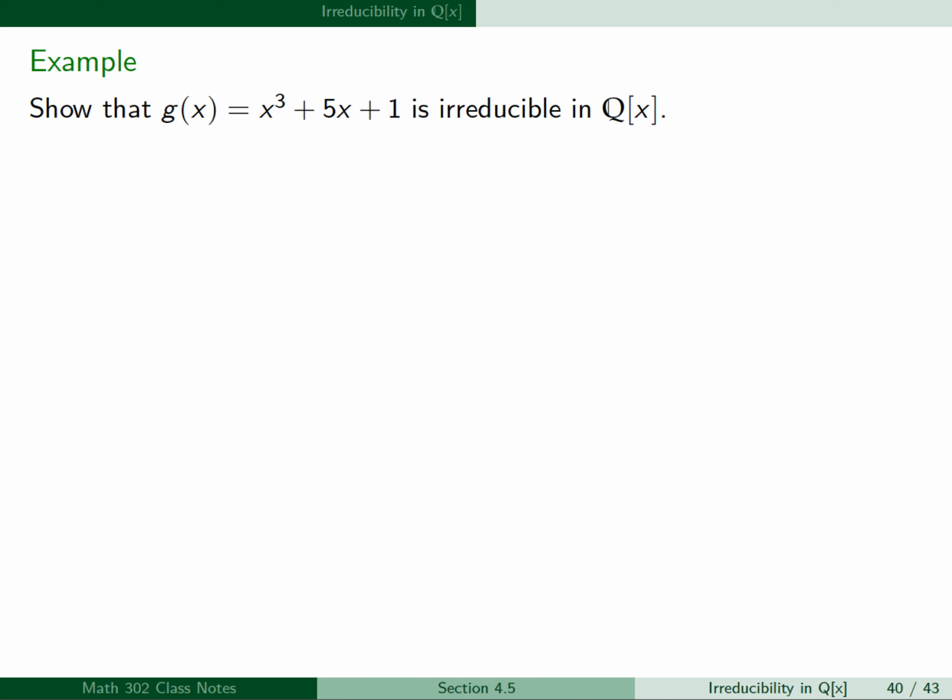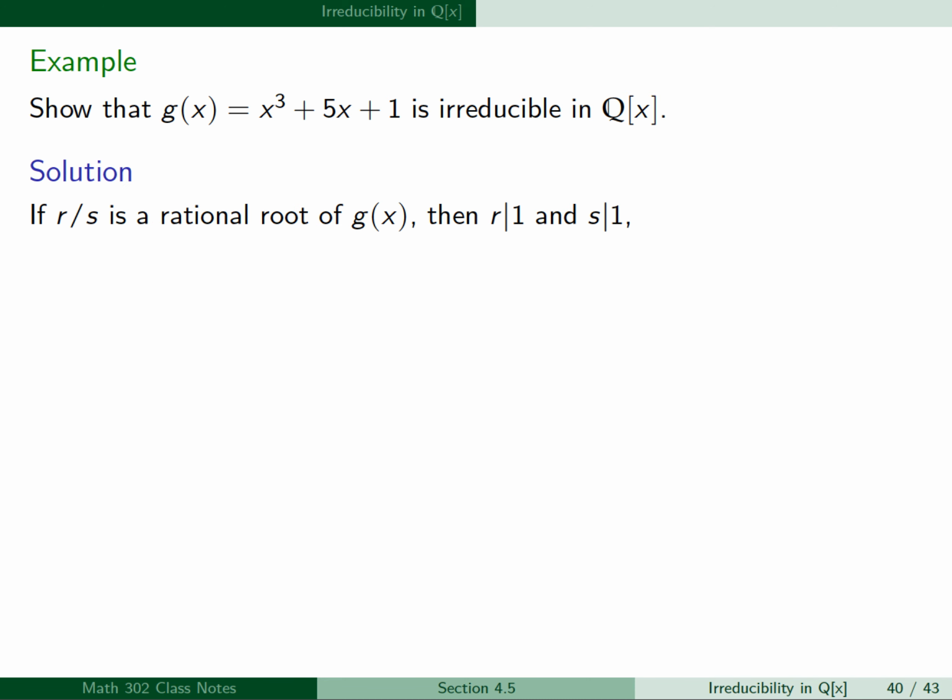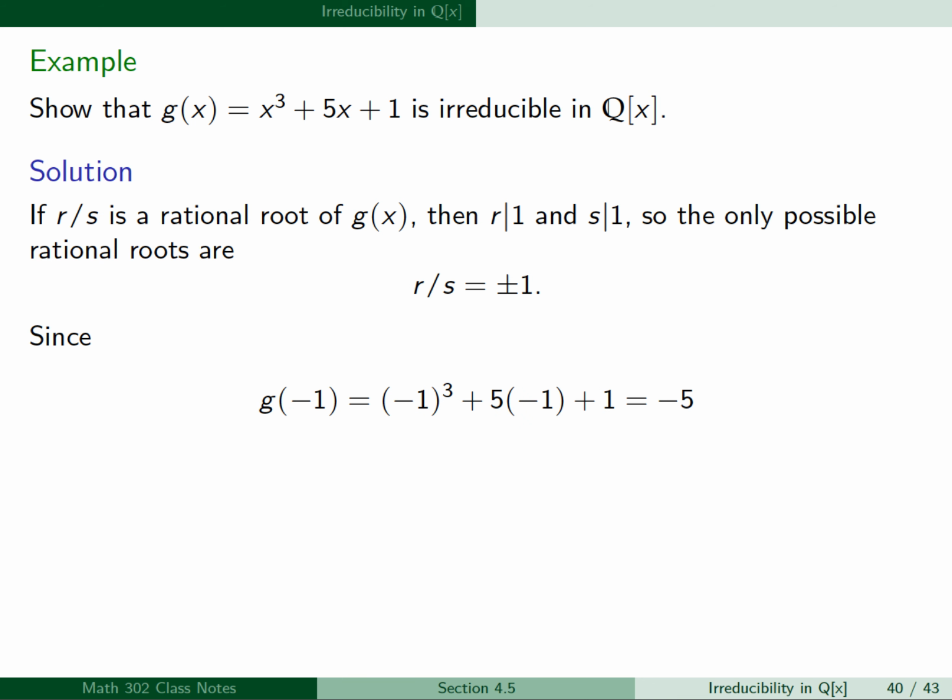For another example, we can use the rational root test to show that g of x equals x cubed plus 5x plus 1 is irreducible in Q[x]. And according to the test, if r over s is a rational root of g of x, then r must divide the constant coefficient 1, and s must divide the leading coefficient 1. So the only possible rational roots are r over s equals plus or minus 1. And we can check both of these by substitution.